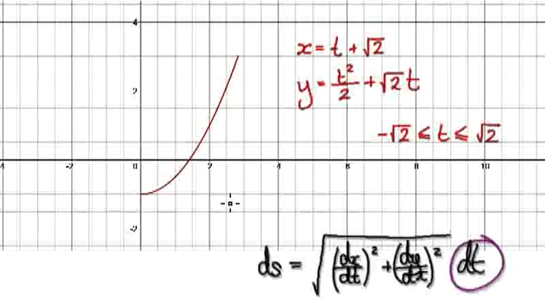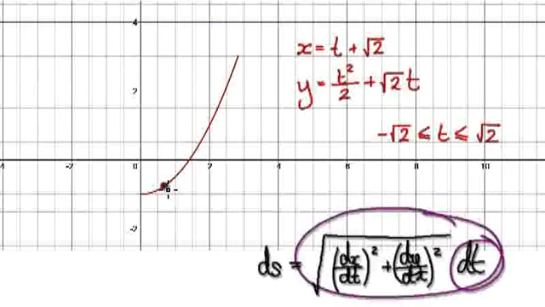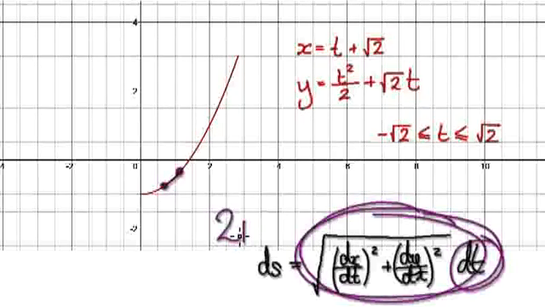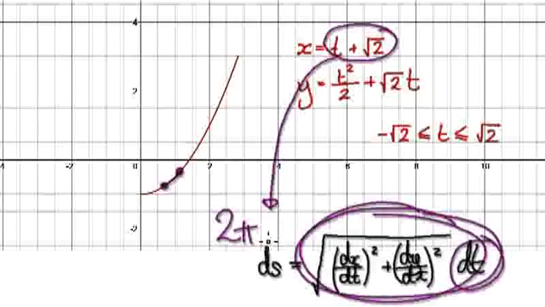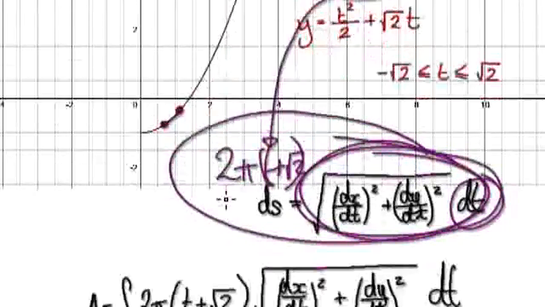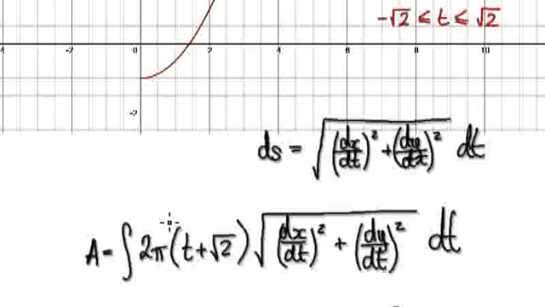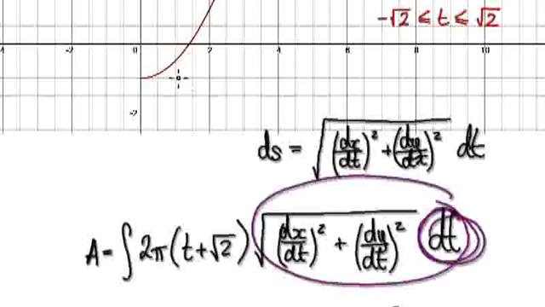So a small change in time combined with this will result in a small change in the actual distance of the actual path. Once you've got this, you need to multiply by 2 pi r. But r is this thing here, so we can put this into here: t plus root 2. Combine the whole thing, and the area will be you summing up everything. So start with a small change in time, combine it with this, and that will give you your ds.